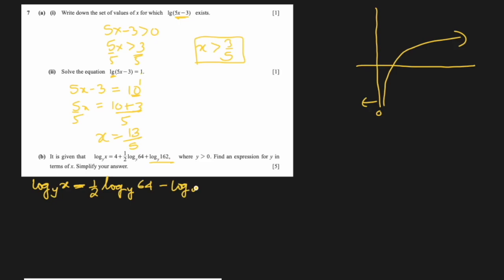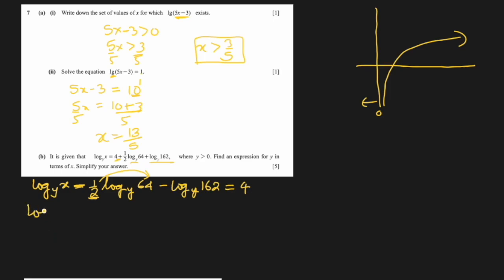Log base y 162 equal to, and this 4 remains where it is. I just moved these two logs. I cannot combine these three logs unless this half is taken care of. And how can I take care of it? I'll bring it and make it an exponent of 64.